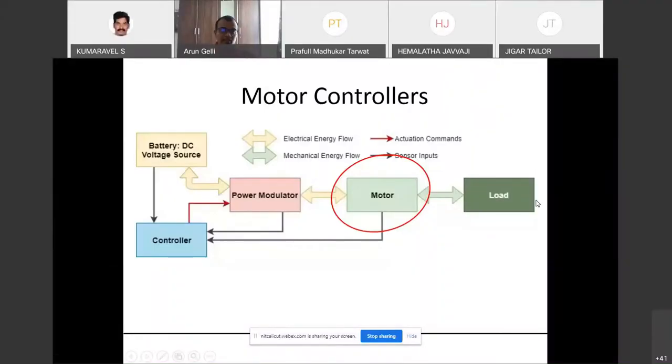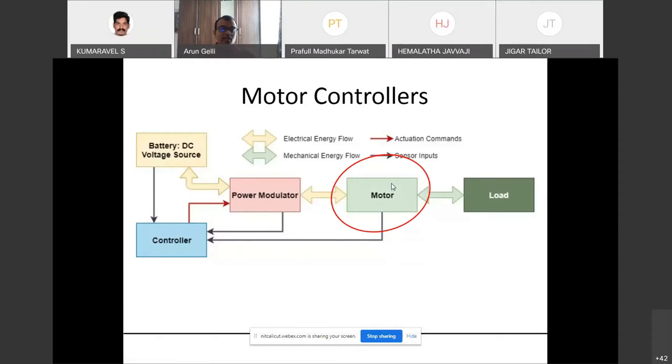Electric vehicle. This is a simple subsystem layout that is made for easier understanding. Just to give an analogy for those coming from a non-electrical background, I would like to give an analogy with the chariot and the chariot owner. The motor is nothing but the horses of the chariot. The motor is nothing but those working horses.